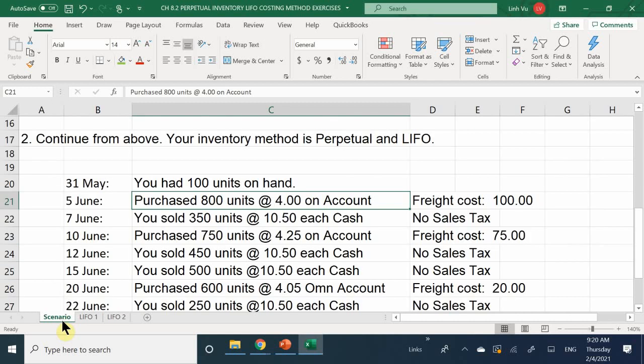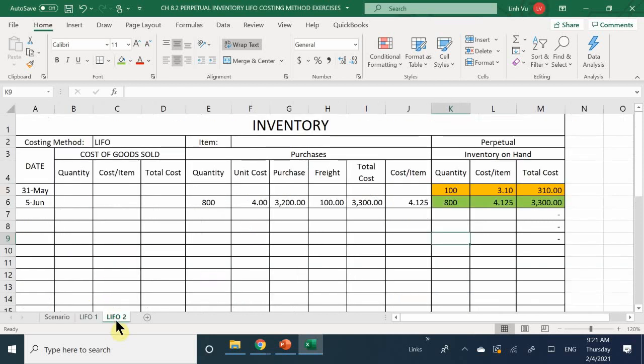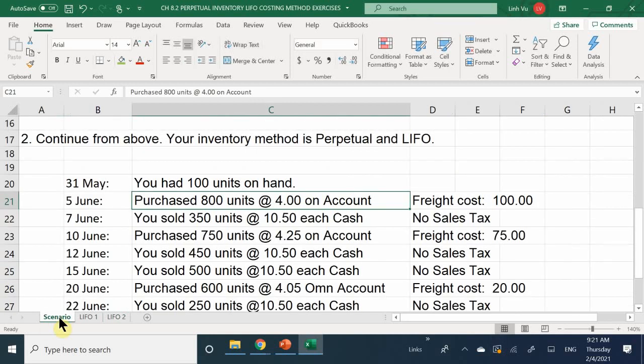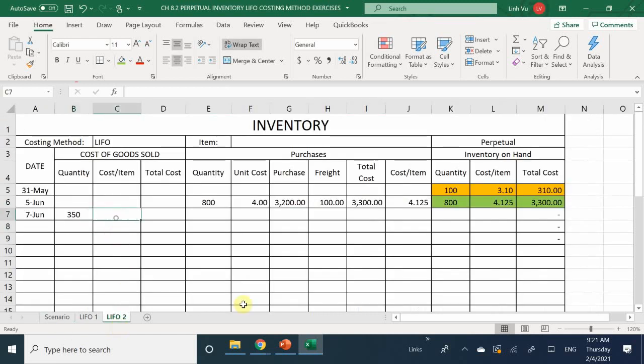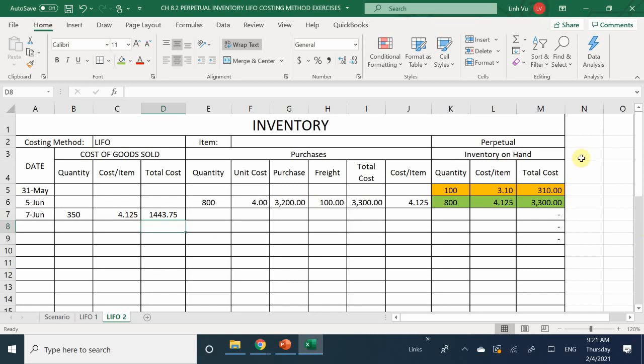So then what has happened on June 7th? We sold 350 items. Now, which batch am I going to be taking out from for my second one here? 800. Yes, from the green batch. Good. Okay, so again, June 7, we're taking a total of 350 units. Yes, we're taking 350, okay? And we know that this is going to come from this batch right here. Okay? So what is my total cost of goods sold here? $1,443.75. $1,443.75.